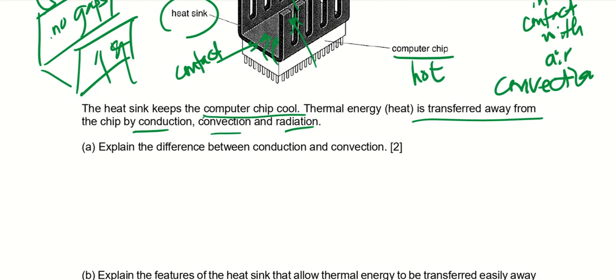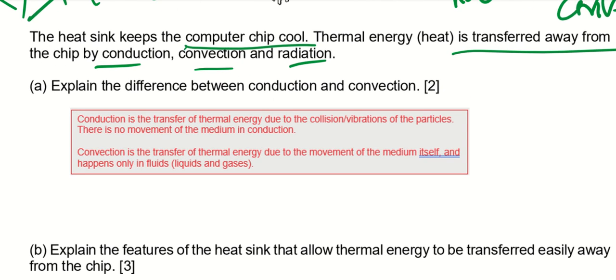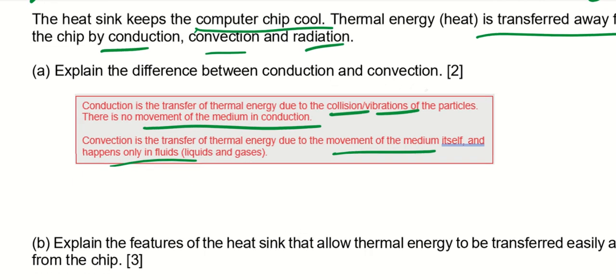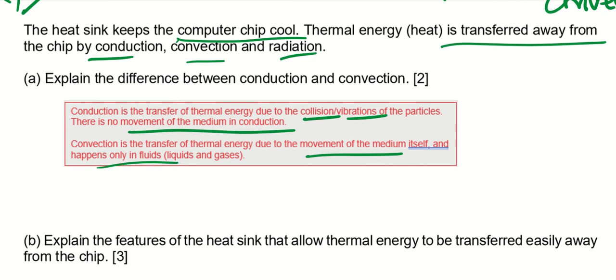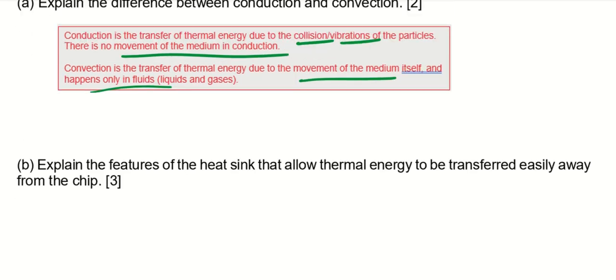Explain the difference between conduction and convection. So this is basically a definition question. Let's see how we can answer. Conduction is the transfer of thermal energy due to the collision or vibration of the particles. There's no movement of the medium in conduction, right? But convection is the transfer of thermal energy due to the movement of the medium itself and happens only in fluids. So that is the difference. Or you can use the definitions of conduction and convection, and that will state the difference.